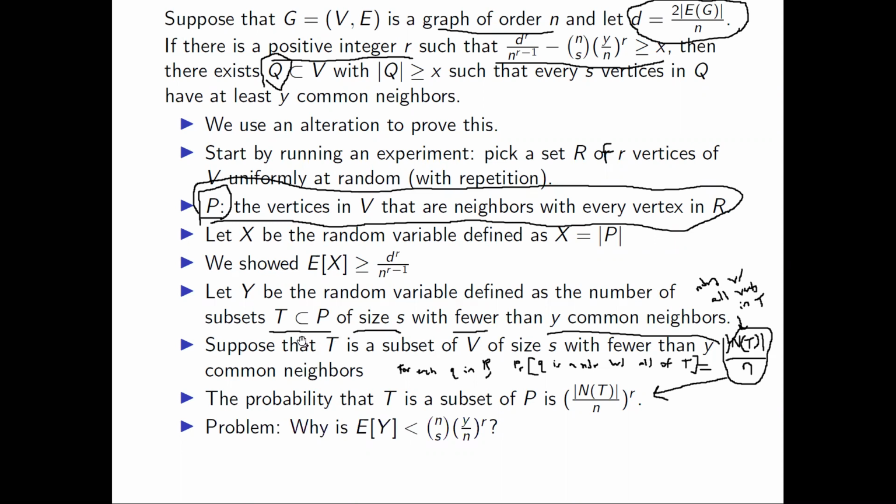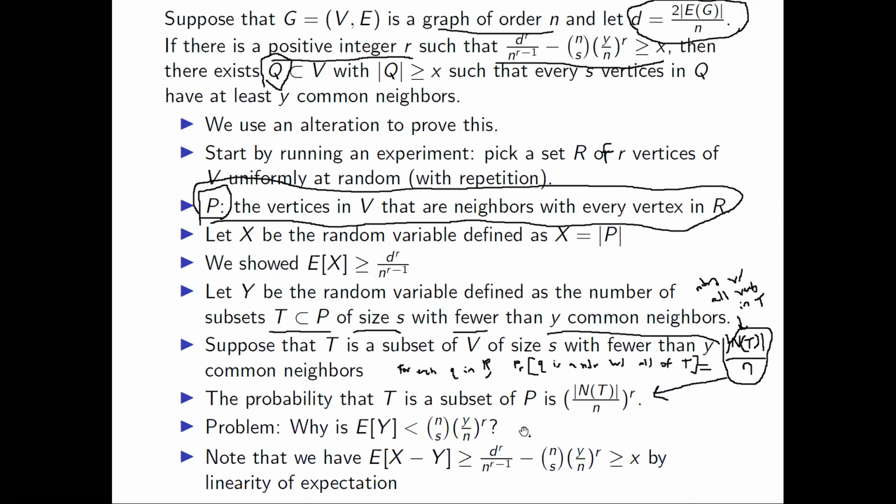One thing to think about here is that these subsets that we're counting in Y, the number of subsets of size S with fewer than Y common neighbors, the key thing about these subsets is that they have fewer than Y common neighbors, strictly fewer than Y.